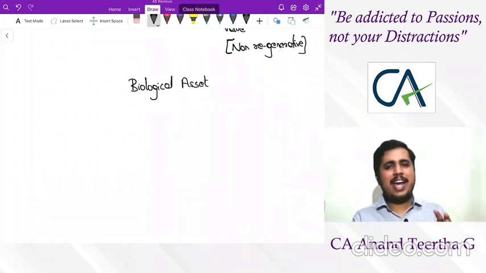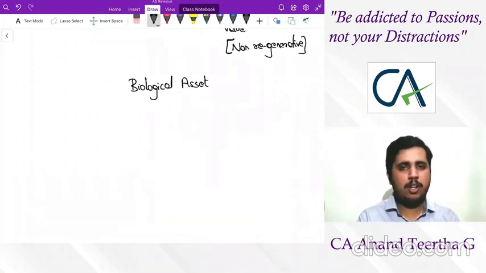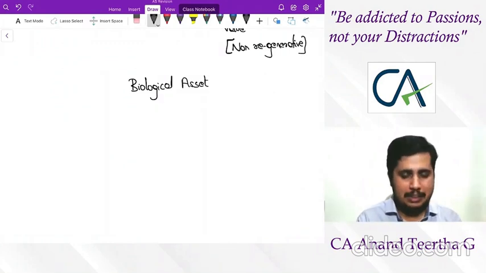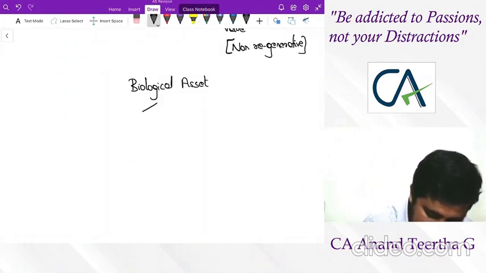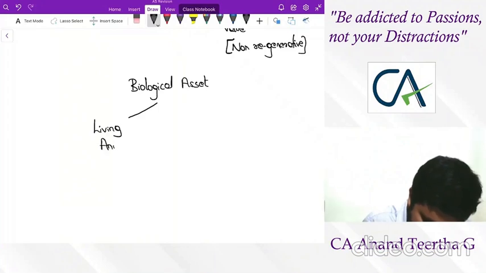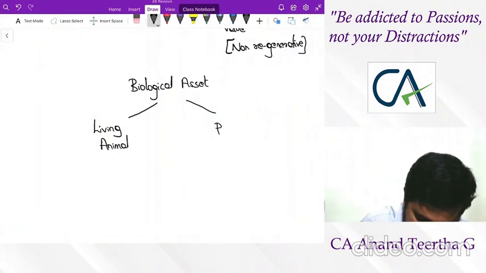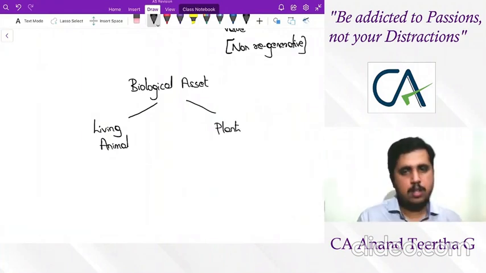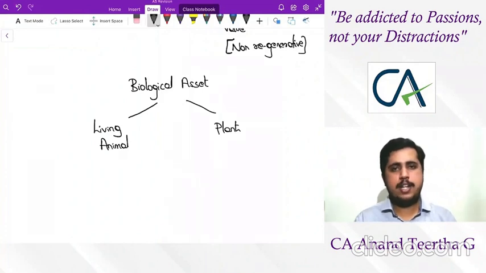Basically any asset having life will be called a biological asset, as simple as that. So in biological assets, two things came into the picture. One is living animals. If it's dead, it is not covered here. And plants. Okay, living animals and plants are covered for biological asset requirements.